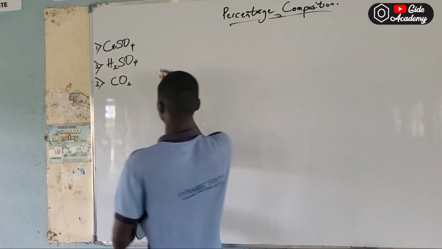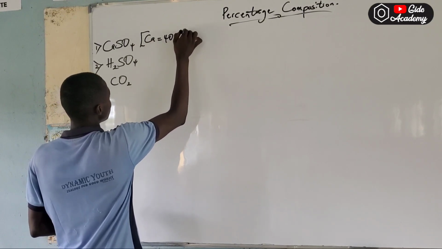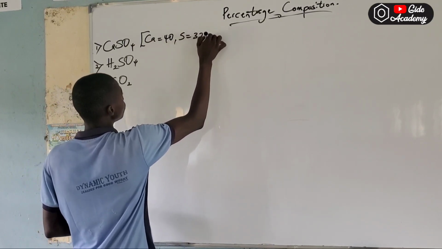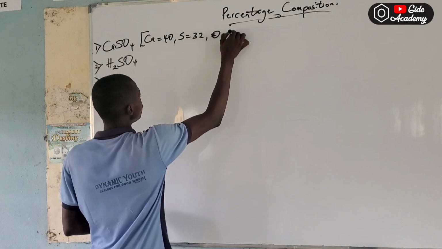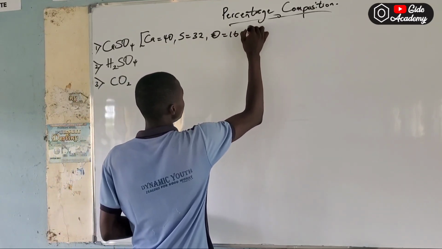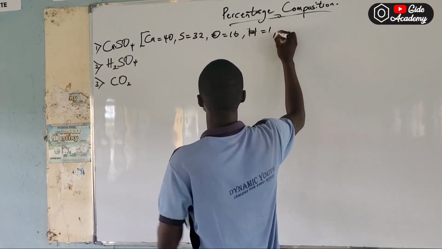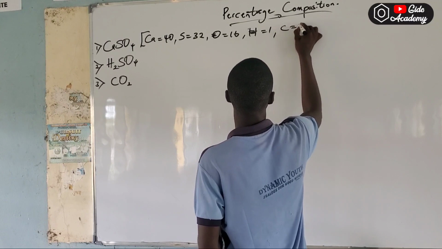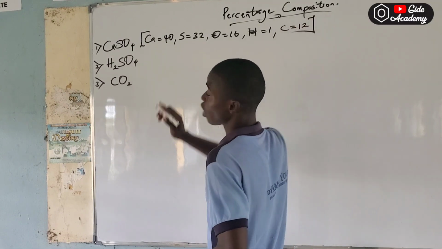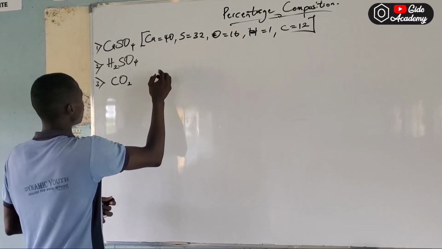So let's start. Please take note. Calcium is 40, sulfur is 32, oxygen is 16, hydrogen is 1, and carbon is 12. So these are all the elements we have here. Let's start with the first one.